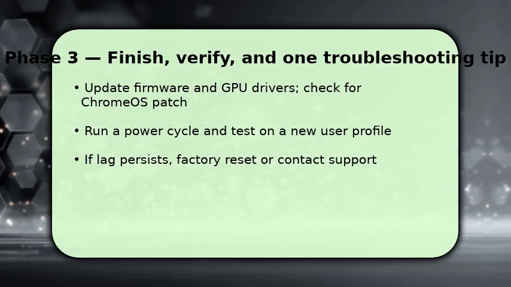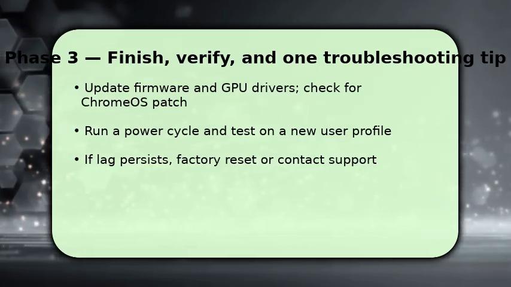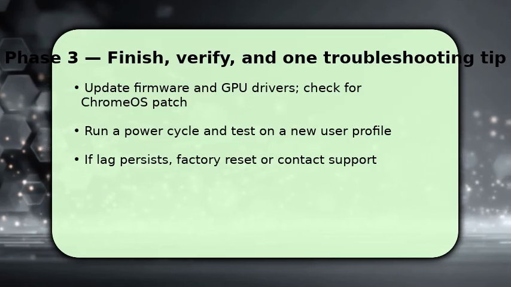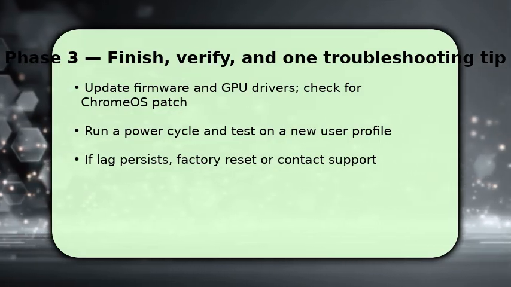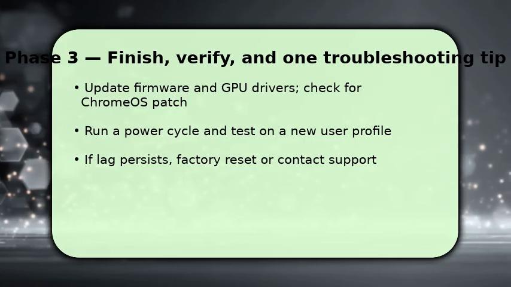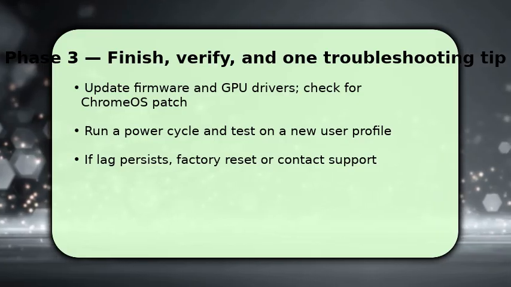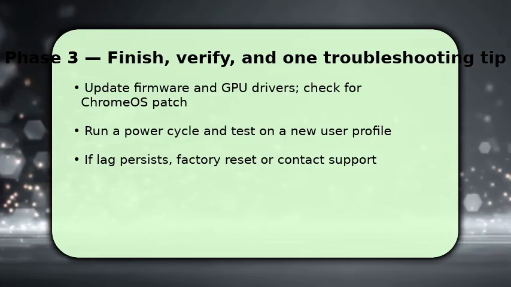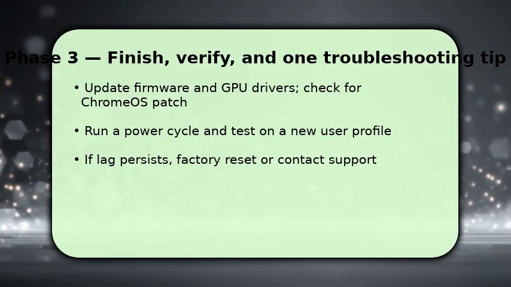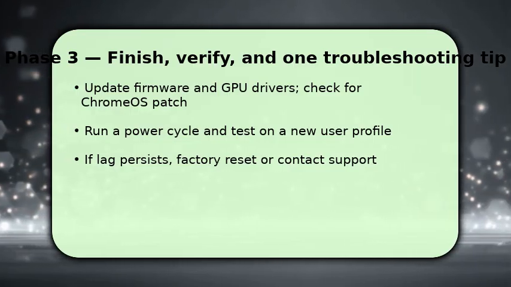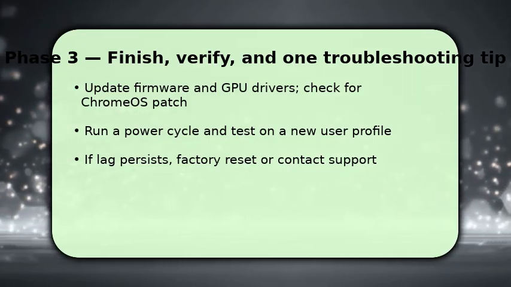Power cycle the Chromebook and test Roblox on a fresh user profile to rule out profile corruption. If you still see lag, try a factory reset as a last resort, but export important files first. One troubleshooting tip: if problems continue after reset, capture a short screen video showing the lag and reach Chromebook or Roblox support with that clip for faster diagnosis.